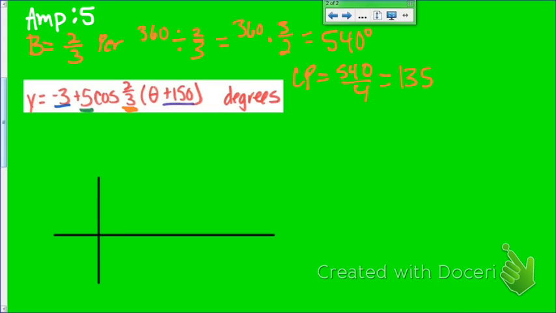Alright, so now the 2 newest points I have. The first one is my C, which is my vertical shift. So my vertical shift is going to be down 3. That means my sinusoidal axis is going to be at -3.